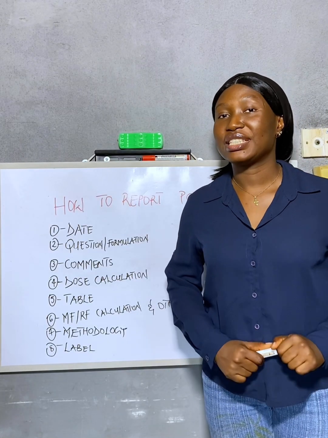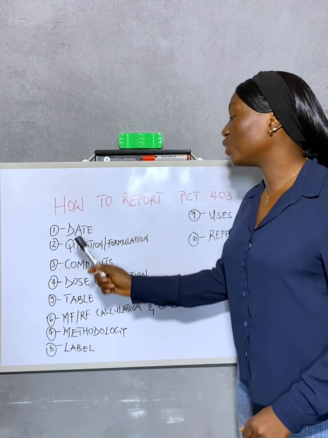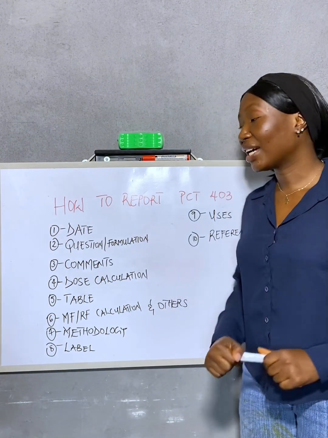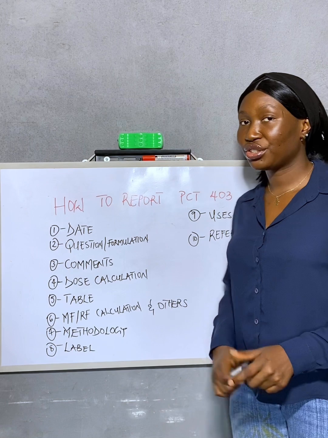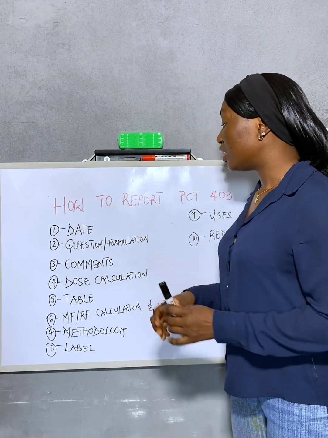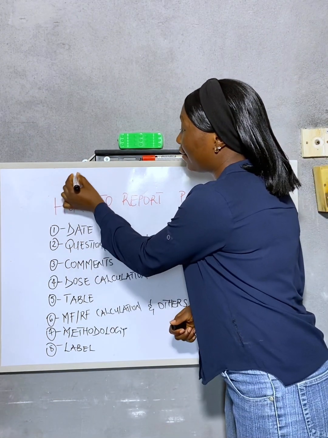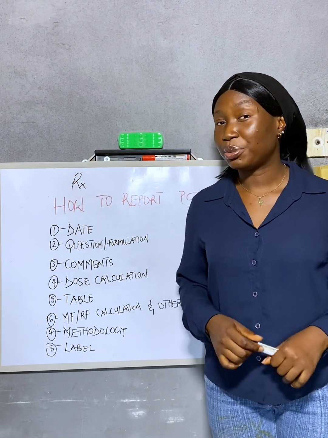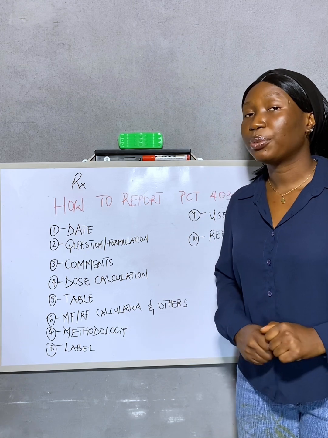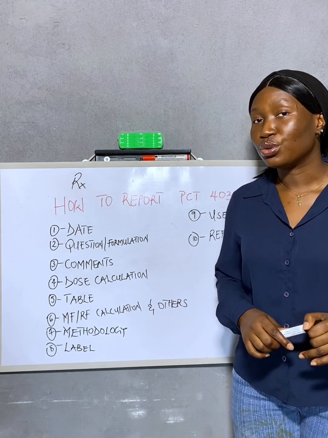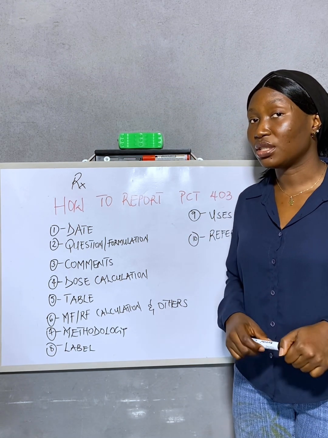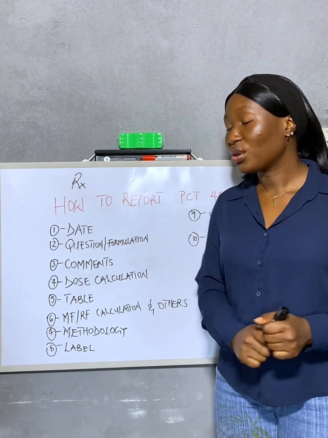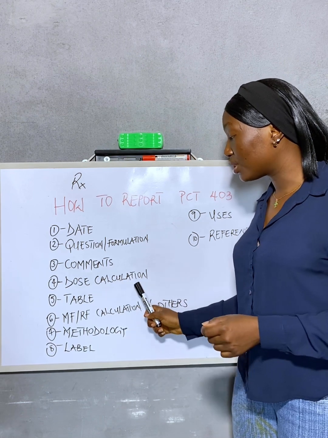How to report PCT 403. First, you have your date, which is usually at the top left corner of your report book. Secondly, you have your question or formulation of preparation. They usually come with the symbol RX. Now, there are some preparations we call BPC preparations. Whenever these are given to you, you can obtain the ingredients from the BPC, which you would write immediately after the question. The next you have is your comments, followed by your dose calculation.